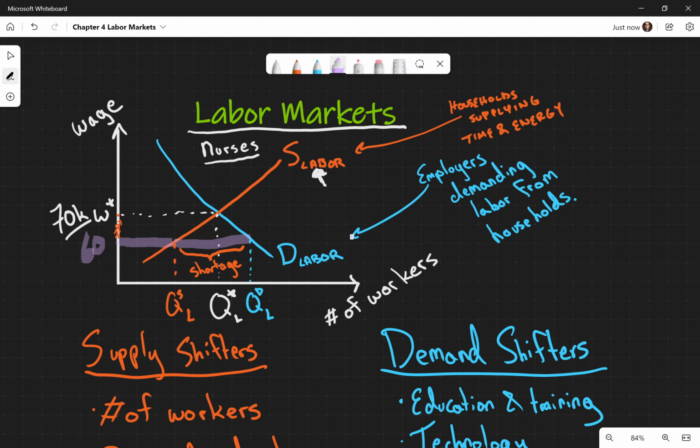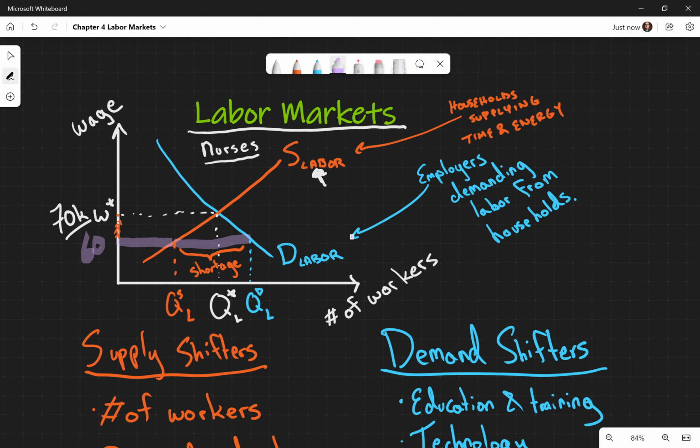And so as a result, the people that have the qualifications and are willing to work in this particular nurse market, the quantity supplied of labor is going to be way fewer than the quantity demanded of labor. So we end up with a shortage.